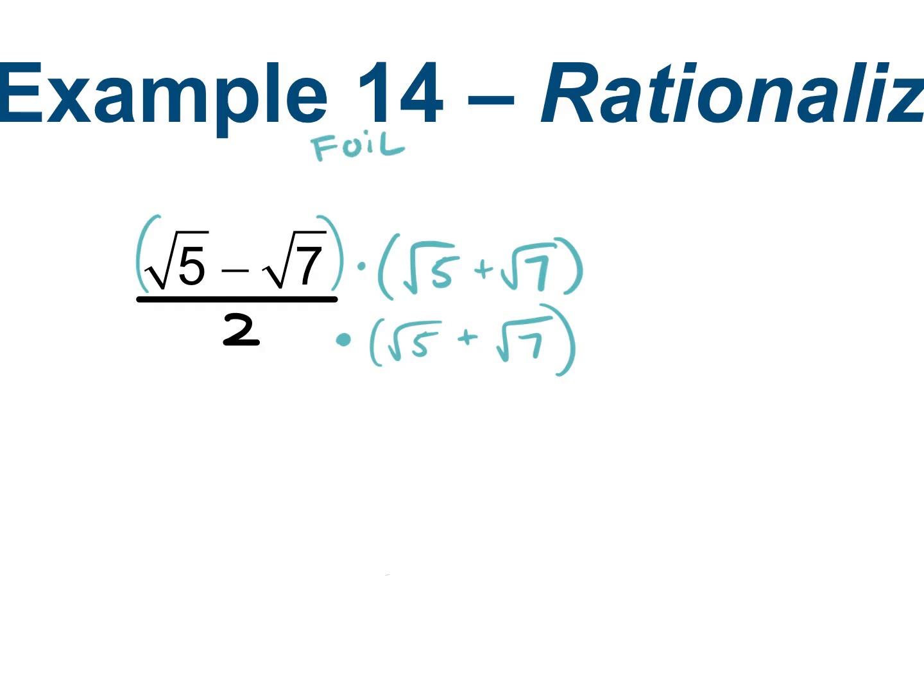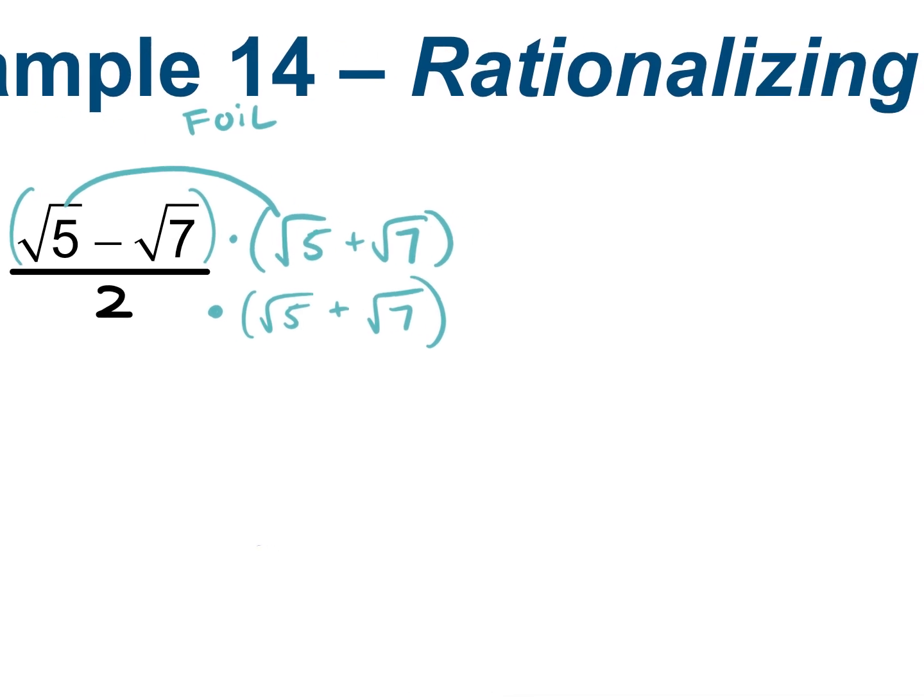So to FOIL, we're going to start by multiplying the first. What is the square root of 5 times the square root of 5? 5. Awesome. Then the outsides would be the square root of 5 times the square root of 7. What's the square root of 5 times the square root of 7? Awesome, square root 35.